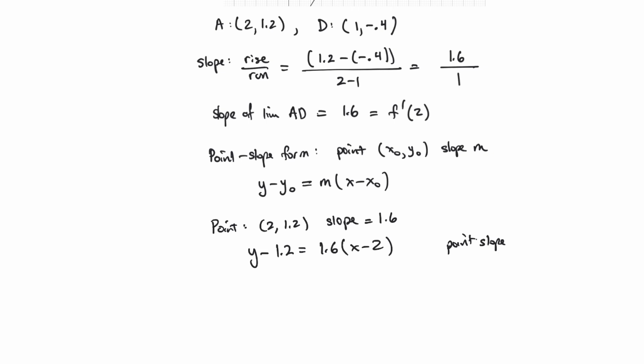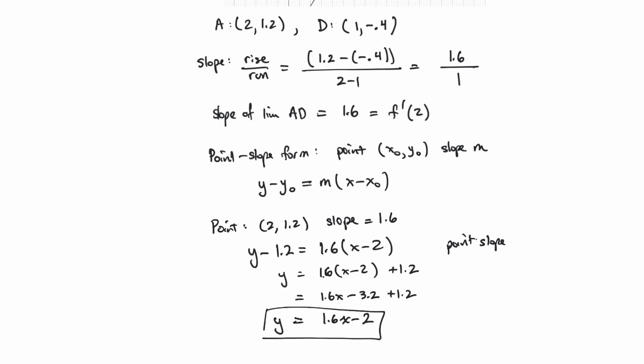Now again, like I said, you're probably accustomed to writing things in y equals form, so I'll go ahead and do that here just for fun. The first thing is, let's just move the 1.2 over. And then we can distribute the 1.6. Twice 1.6 is 3.2. And that's going to be a little bit convenient here because negative 3.2 plus 1.2 would just be negative 2. Okay, so we could use this, or we could use this.